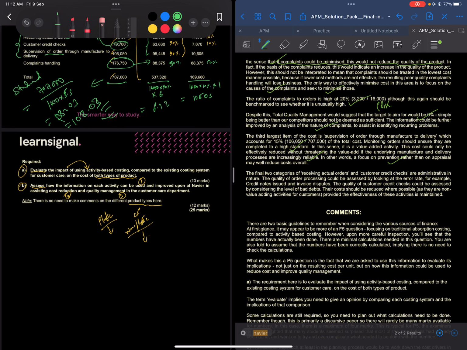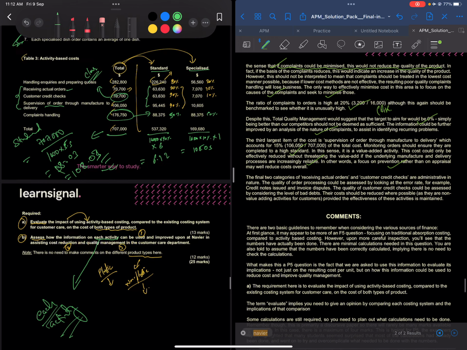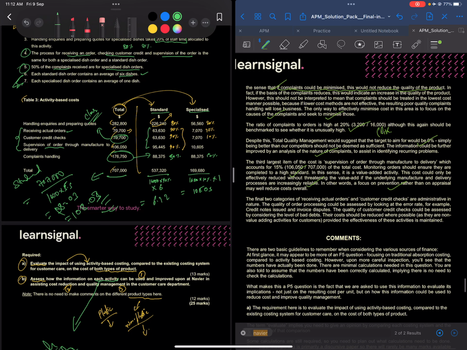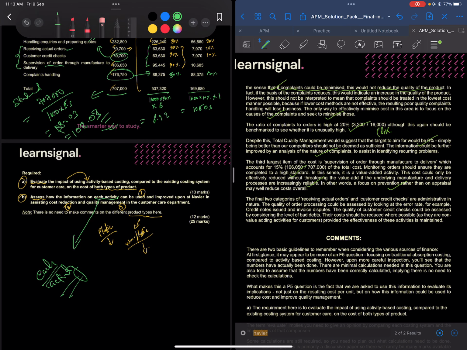I wanted to tell you earlier as well, but you see how the information on each activity, remember each activity, how they have woven it. They talked about handling queries and everything, and then they slowly moved on. So we need to talk about each activity and its impact, or how it could assist in cost reduction and quality management. Not 'or', but 'and'. For both of them we can talk about it, for each individual activity.